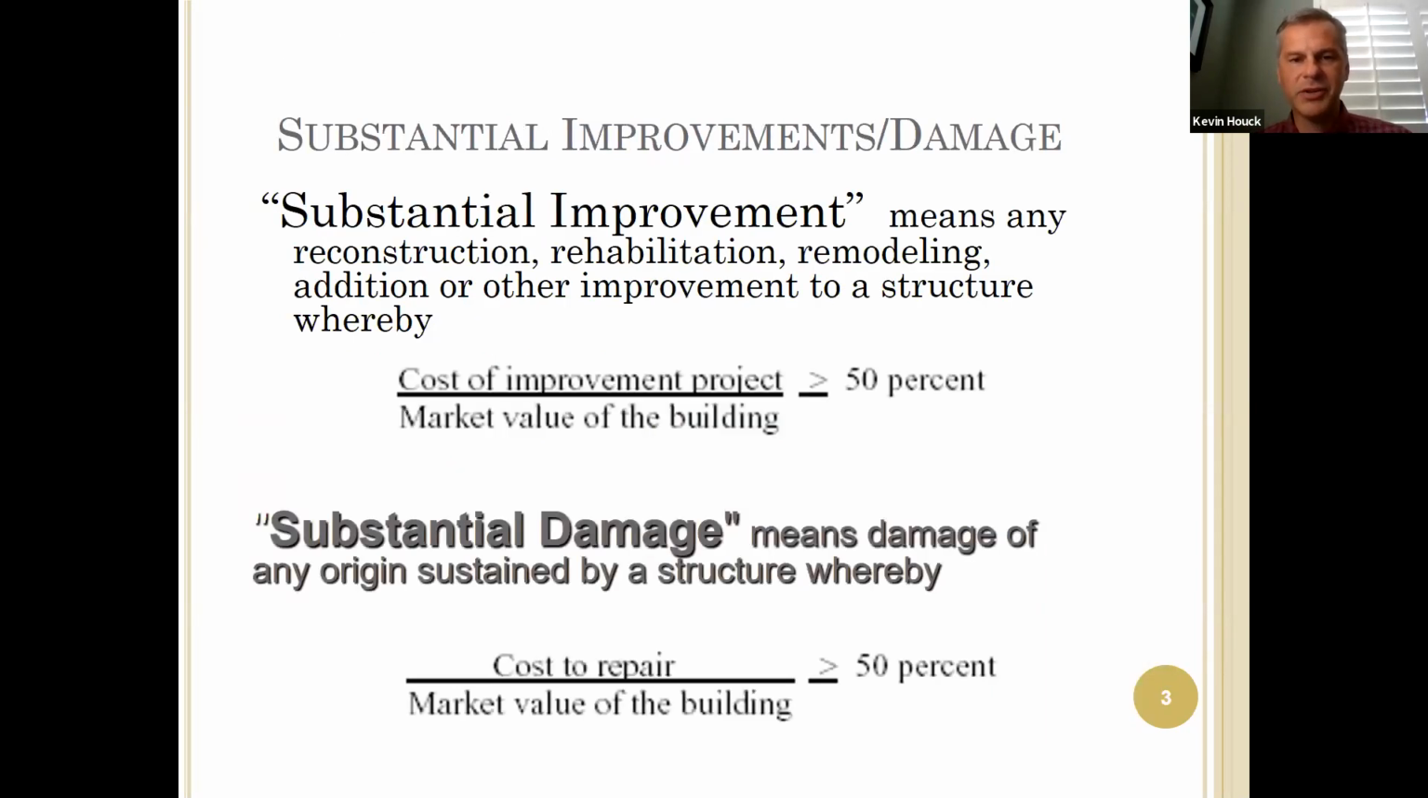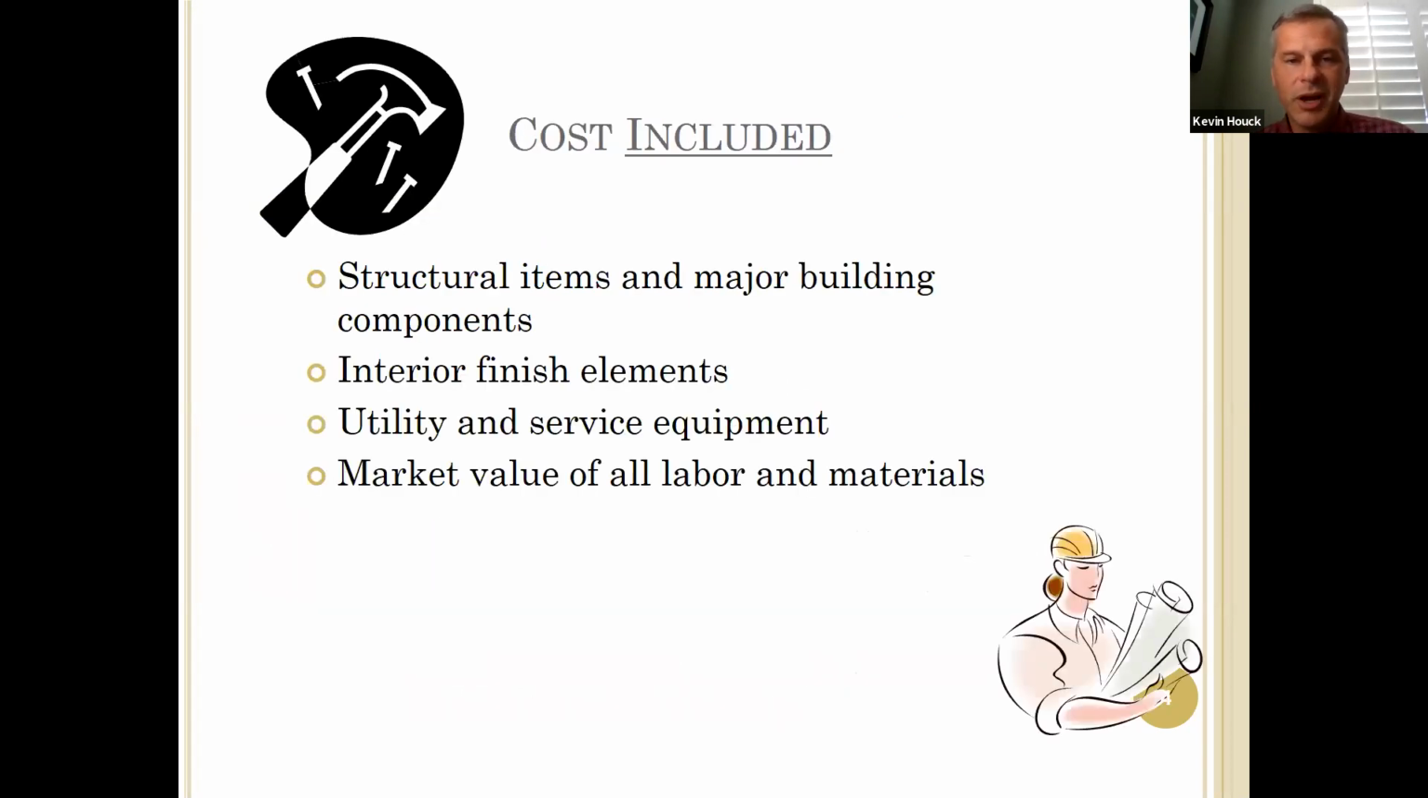So let me go back. So the costs, we're now talking about the numerator of the project, whether it's improvement or repairs. Here are the costs that are included within that number: structural items and major building components, interior finish elements, utility and service equipment, and market value of all labor and materials. You should have all of these in the calculation when you figure that out.